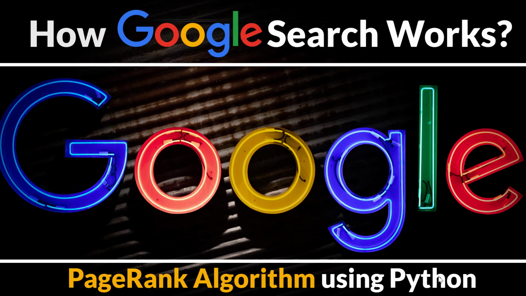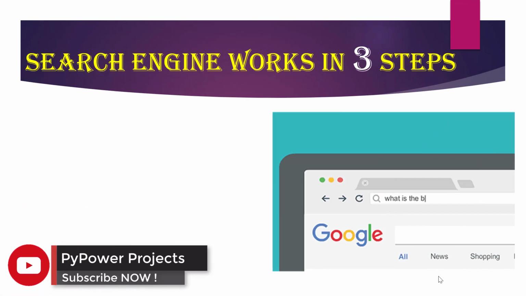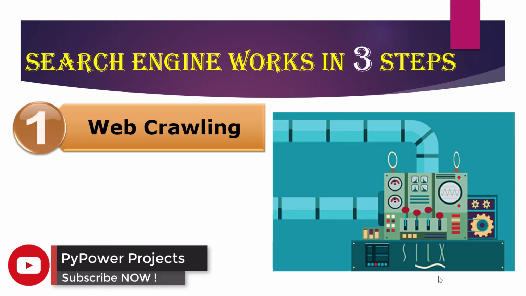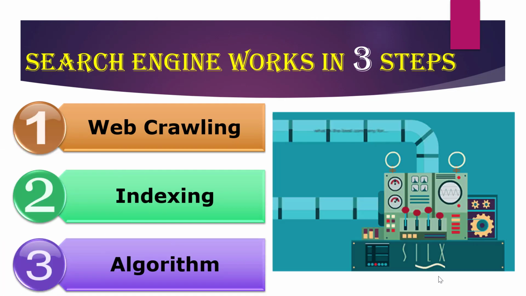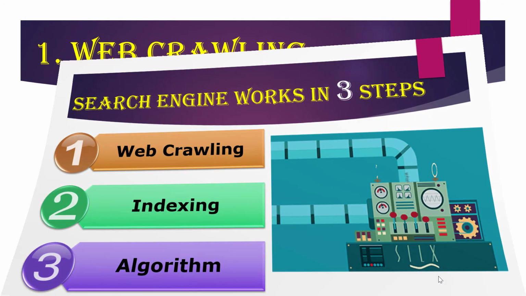So Google uses an algorithm known as the PageRank algorithm, and today we are going to implement that PageRank algorithm using Python. So let's start. Basically, a search engine works in 3 steps. First is web crawling, second is indexing, and third is the algorithm. So let's see the web crawling.